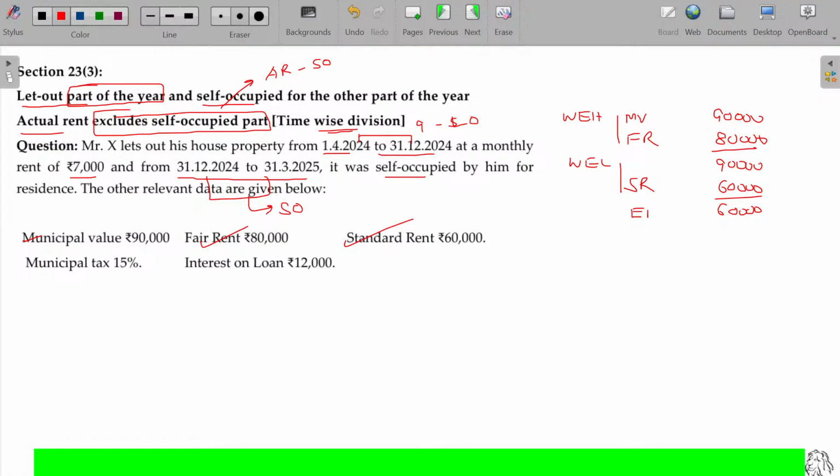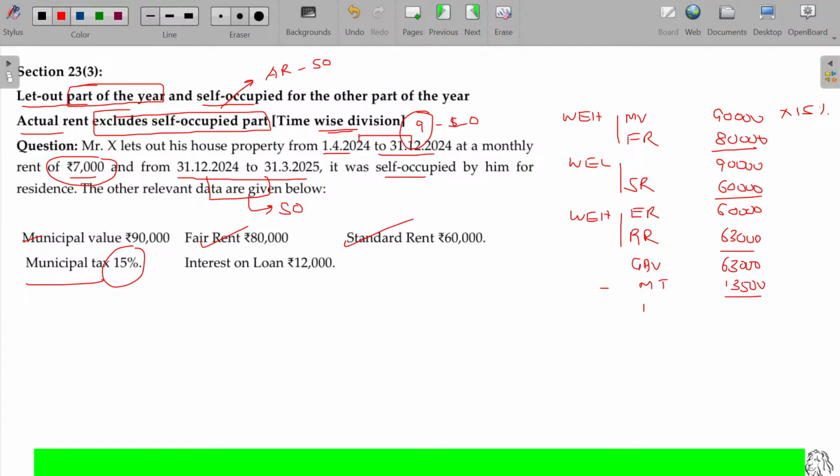This is expected rent. Rent received: you have received only for 9 months at the rate of 7,000 rupees. How much is that? 63,000. Between these two, whichever is higher will be taken. So 63,000 being GAV. From there, you can subtract the municipal tax at the rate of 15% on the municipal value, 13,500. Am I right?